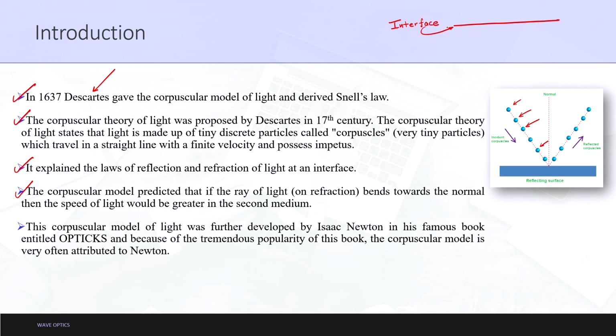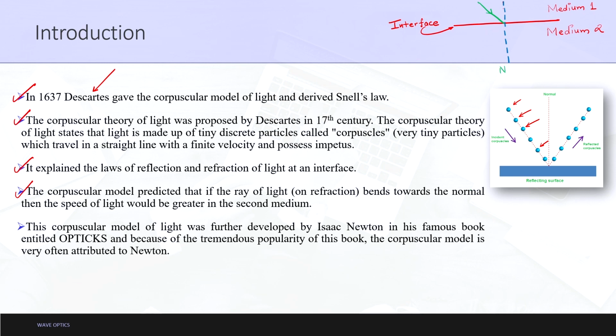let this be medium 1, let this be medium 2. Let this be the perpendicular, let me change the color for more clarity. Let this be the perpendicular bisector on the interface, and let green color be the color showing the light. So, let us say that this is the incident wave here. So, what it is saying is the corpuscular model predicted that if a ray of light on refraction bent towards the normal.